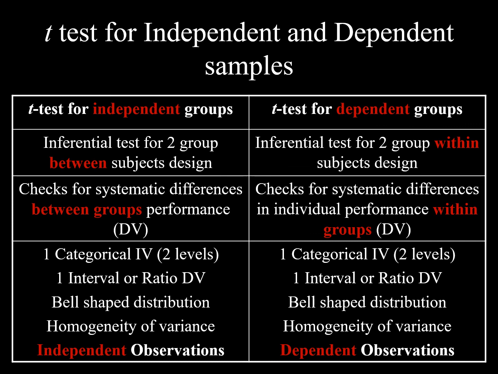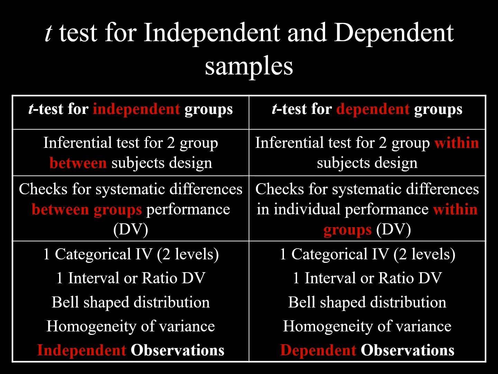By contrast, the t-test for dependent groups is an inferential test for two groups with a within subject design or a dependent subject design. It checks for the systematic differences in individual performance within those groups, the DV. Again, we have one categorical IV with 2 levels, same. We have one interval or ratio DV, same. Once again, our overall distributions do need to be normally distributed, same. And we still need to look for homogeneity of variance.